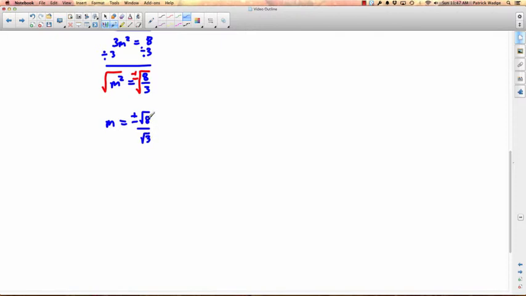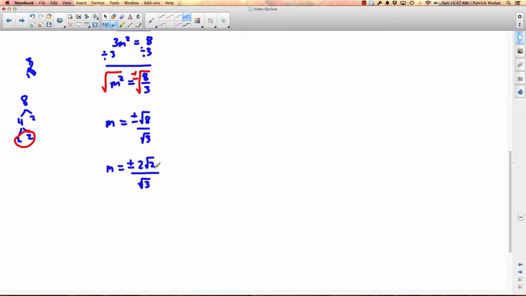I think it's easy to actually simplify first. So you can't simplify 3. If you do a tree for 3, the only thing you get is 1 and 3, and that doesn't help us. But we can simplify 8. If you do a tree for 8, you get 4 and 2, and then 4 goes to 2 and 2, and we're looking for a pair. Here's a pair. So that comes out, and this 2 stays in. You get 2 root 2. So just let me rewrite that. We have m equals plus or minus 2 root 2 over root 3.